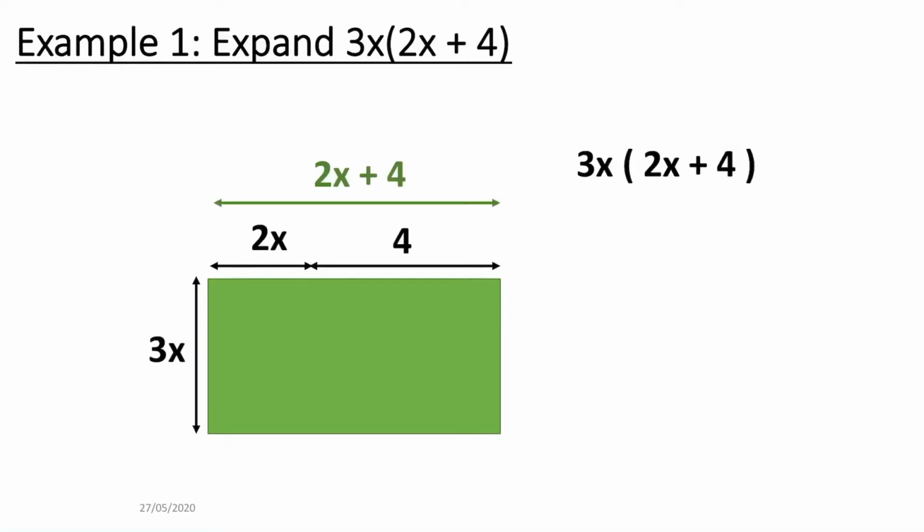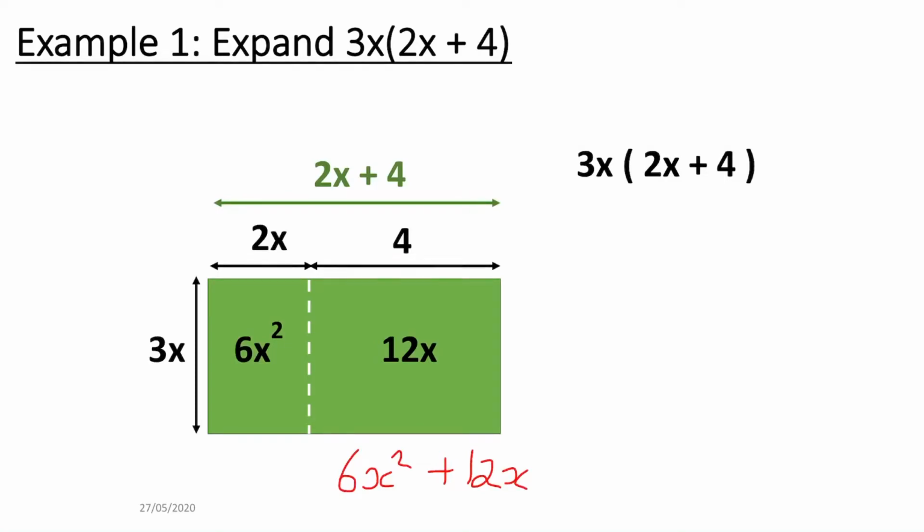With expanding brackets, we are multiplying, so all we are going to do is multiply what we have there. We start off with 3x multiplied by 2x, which will give us 6x squared. And then we have 3x multiplied by 4, which will give us 12x. So our final answer now would be 6x squared plus 12x, and we have that just from this image.